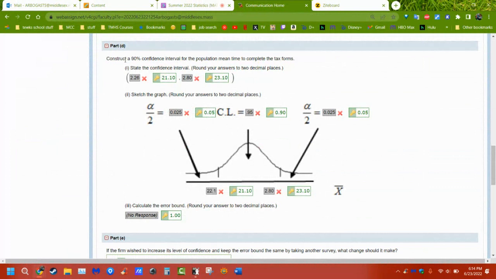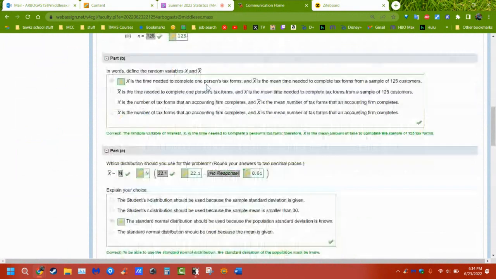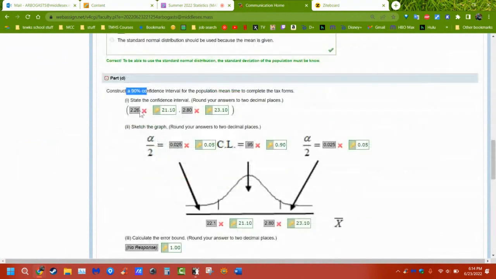Oh, so you gotta look, it's doing a 90% confidence interval. You were calculating as if it was a 95% confidence interval. Okay. So that's why those numbers are wrong. Why are these numbers wrong? That might be for a different problem. Yeah, these might be from a different problem. The 2.26, because they're like way off. So yeah. Or like they should have been 22.